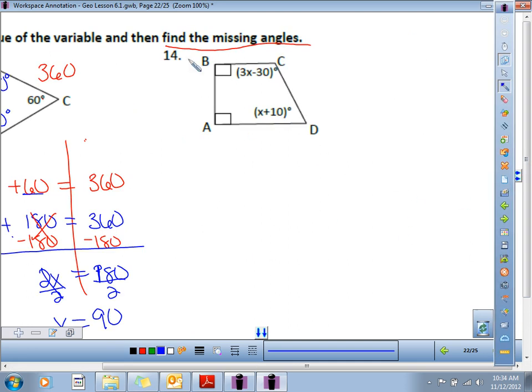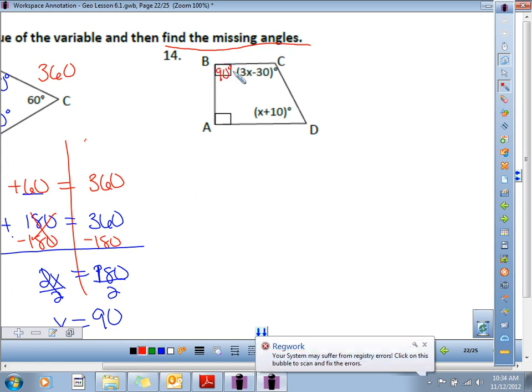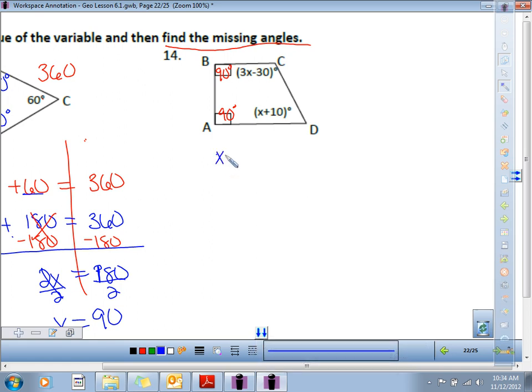Same process here again. Now, don't forget, these guys up here are 90 degrees as well. We need to make sure we don't forget those guys. So let's write our equation. We're going to go right around the horn again. I'm going to start at x plus 10, plus 3x minus 30. And we've got to add those two 90 guys in. Again, if you wanted to simplify that right away and put 180, that is fine.